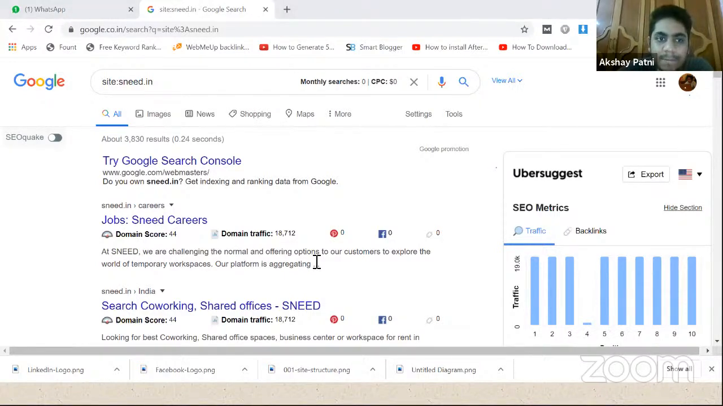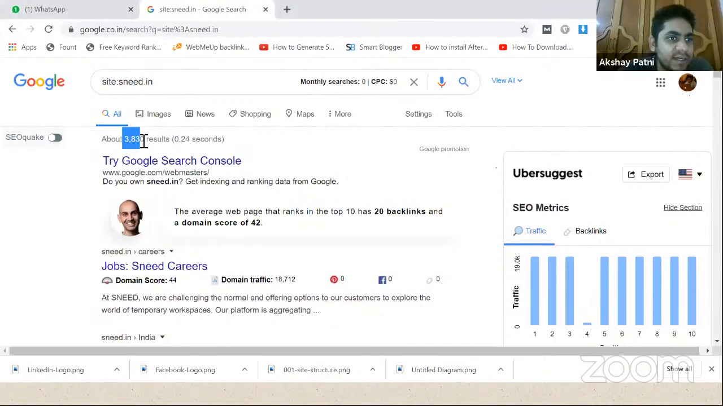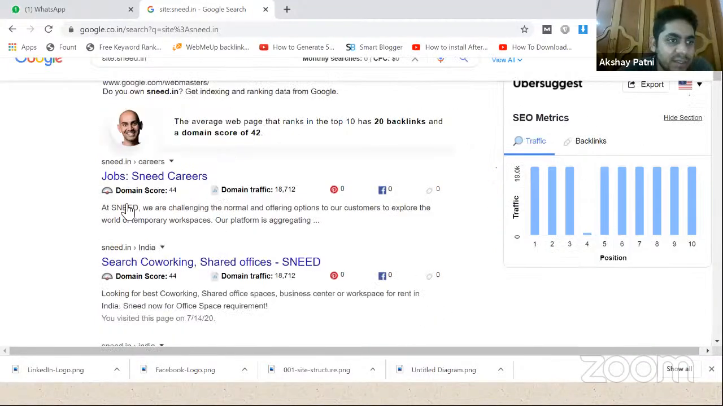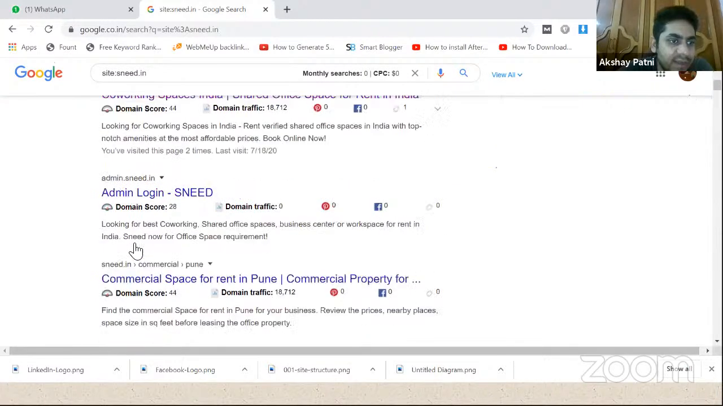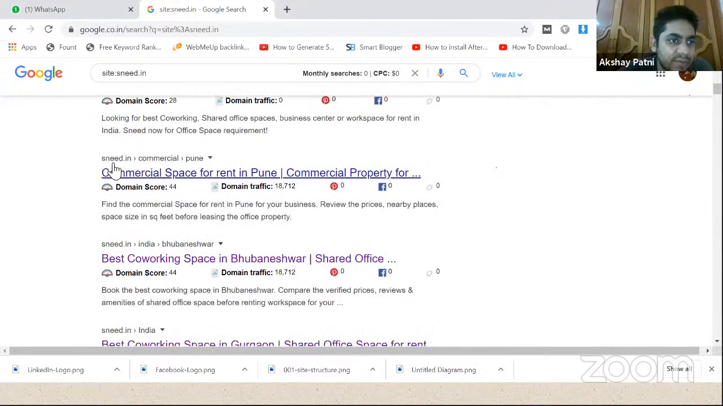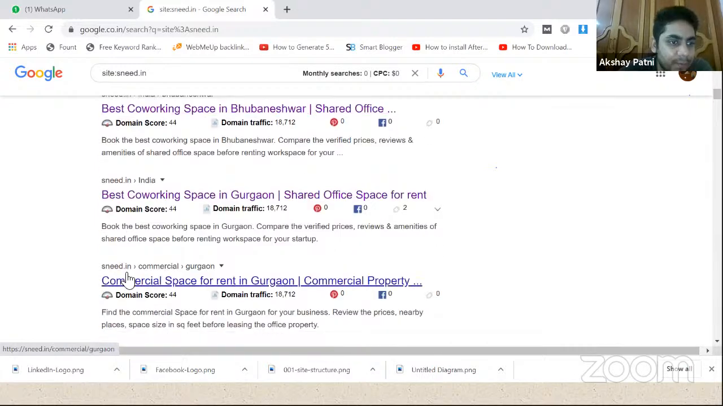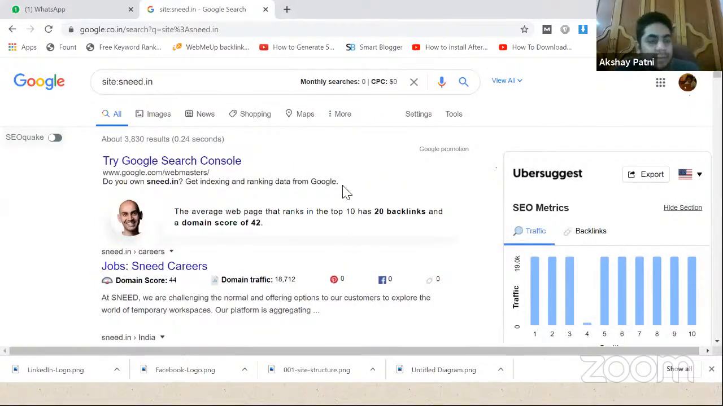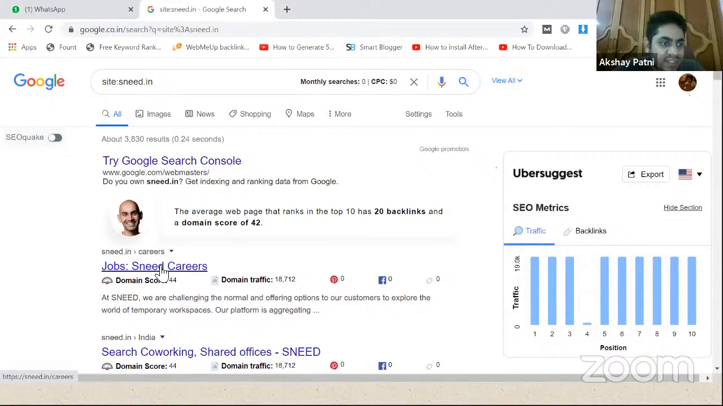So let's say this is site colon sneed.in. Here 3,830 pages are indexed. The meaning of site colon is I only want to see the results related to the sneed.in website, that's why I have typed sneed.in here. So here you can see the website domain is only sneed.in, right? In this category, what is happening? Let's say sneed.in, their URL is /career. You can see in my left, if I put my cursor upon it, /career in the left corner.